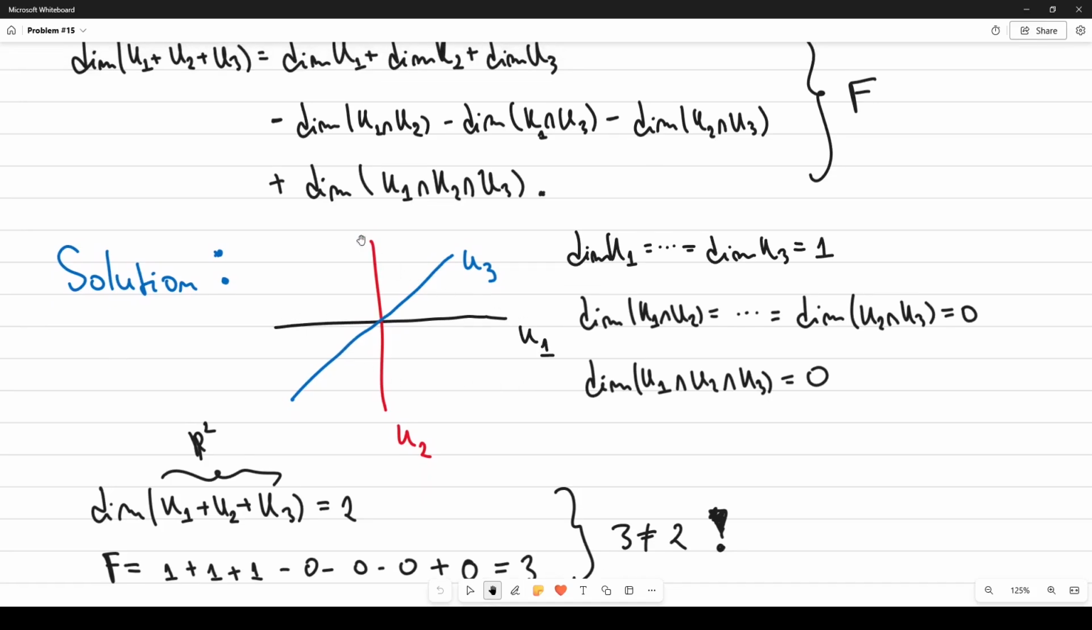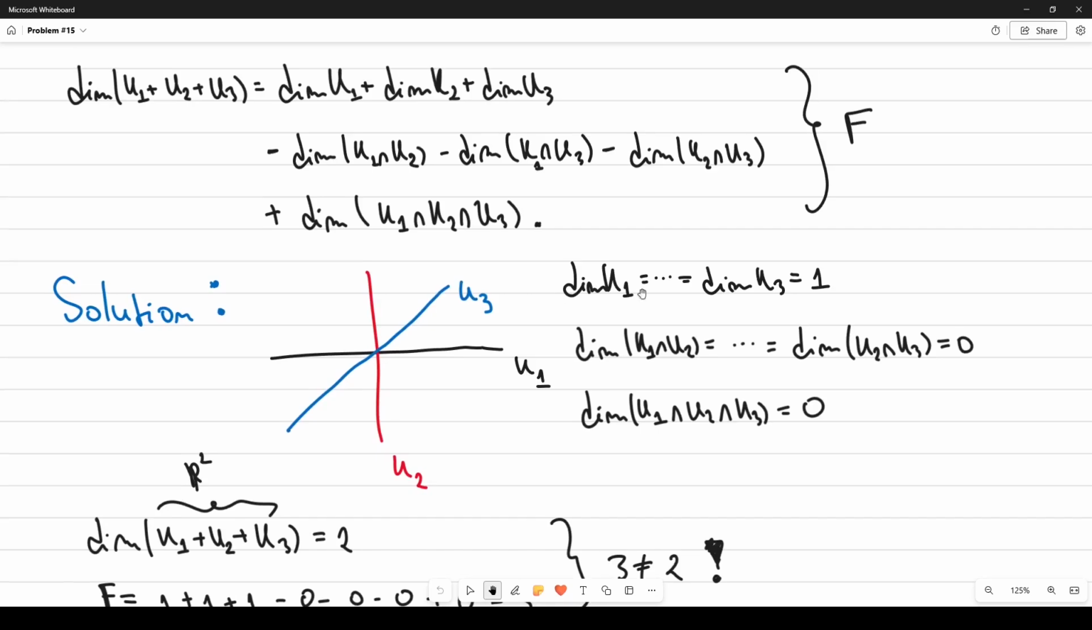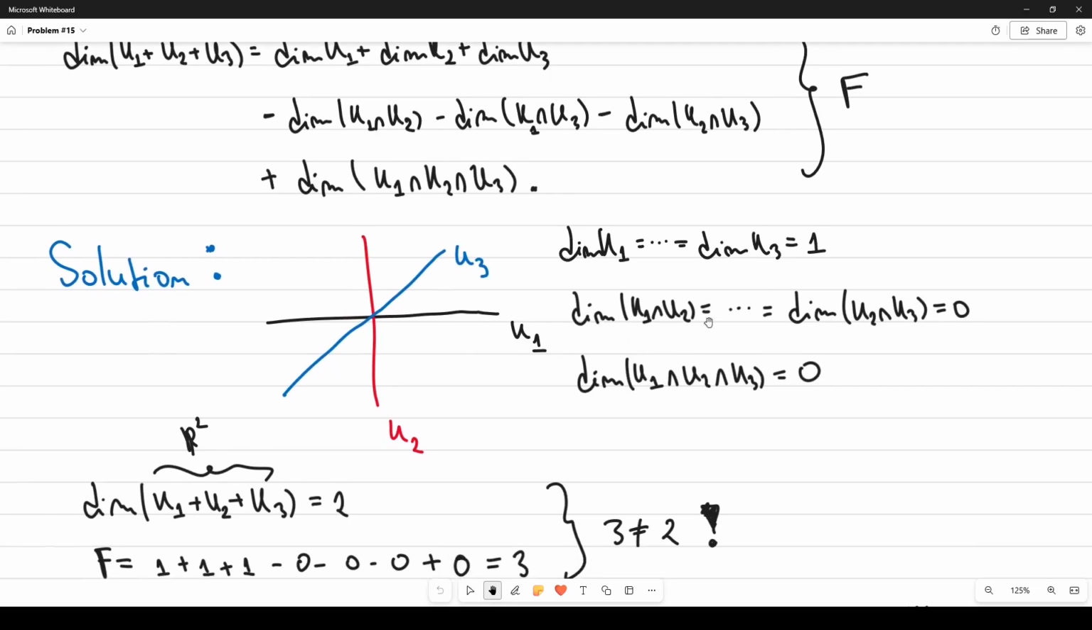So here's our counterexample. Here's one subspace, U1, this line. And then here's another subspace, U2. And here's the third subspace, this line that goes through the origin. So the dimension of U1 is 1, of U2 is 1, and of U3 is 1. The dimension of the intersections, well, it's just the 0 vector, so it's 0, and the dimension of the intersection of all of the subspaces is also 0.